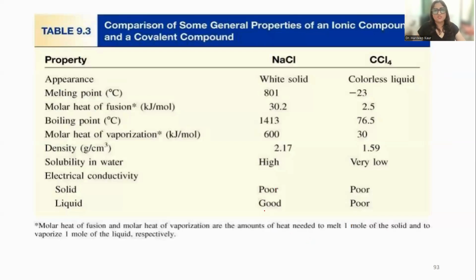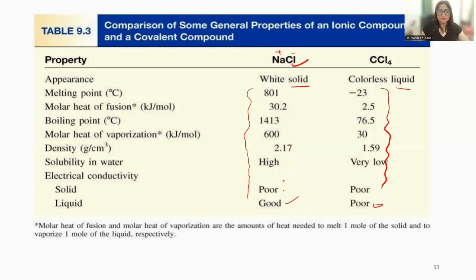So these are the general properties of ionic and covalent compounds. Like NaCl, Na positive, Cl negative, is an ionic compound. CCl4 is a covalent compound. NaCl is solid, while CCl4 is liquid. You can check that everything is high for one and very low for the other. One is a good conductor, the other poor. Basically, it is all about their comparison: ionic compounds have stronger bonding than covalent compounds.